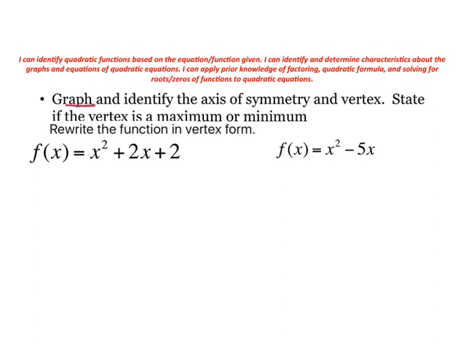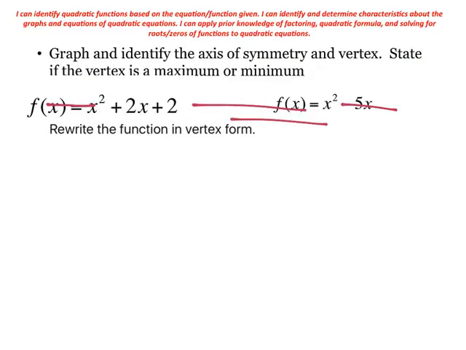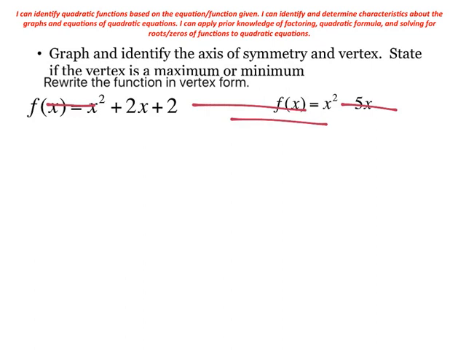So we covered the graph, we covered the axis of symmetry and the vertex, we covered that it is a minimum. Now the last thing we have to do is rewrite the function in vertex form. So I want to remind you what vertex form is. I need to shift some things around on my screen so we have some space to work.